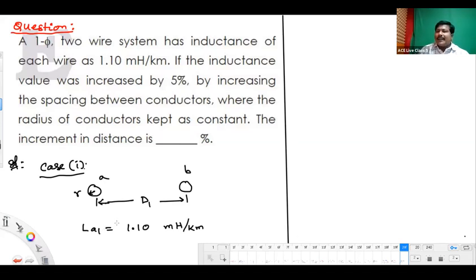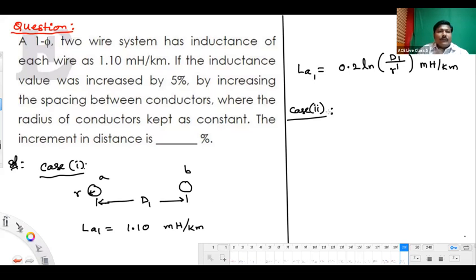What is the formula for LA? That is in millihenry per kilometer, right? 0.2 natural logarithm of capital D by R dash. This D1 by R dash in terms of millihenry per kilometer. And the LA1 number you already know, 1.1. Next, case 2.